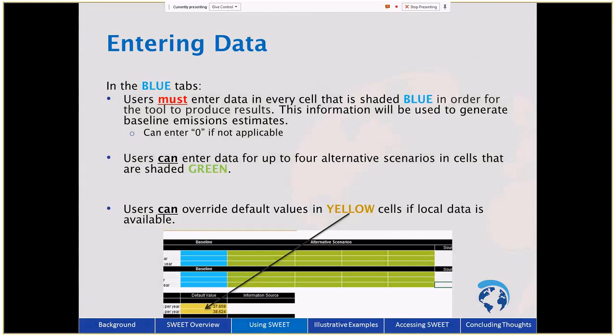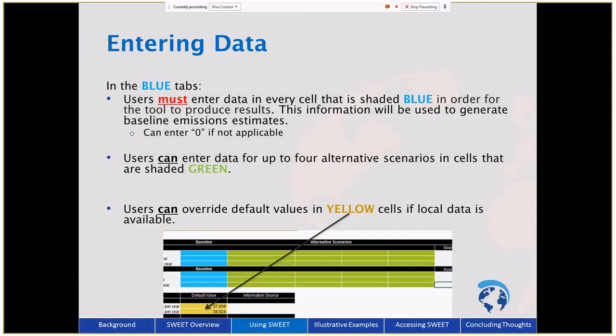In terms of entering the data, as I said, the blue tabs are where the user will spend most of their time entering information and revising information. In each of the blue tabs, and there are, I believe, 6 of them, users must enter data for every cell that is shaded blue. We've tried to color code the cells to make it clear which cells you must fill in order for the tool to work, which cells are optional, and which cells represent calculations.